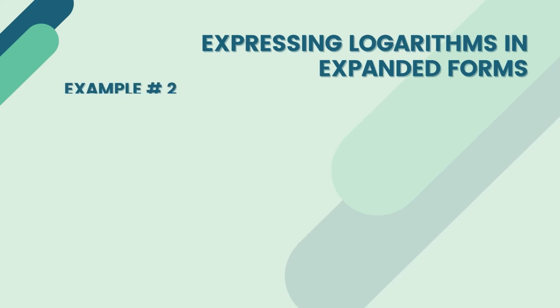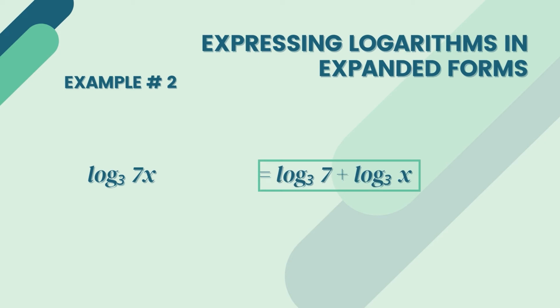For the second example, we have log base 3 of 7x. This is from the product property of logarithm. Take note, we're multiplying 7 and x. What we can do with the product of two terms is to rewrite them as two separate logarithms with that same base by adding the two logarithms, so that we can get log base 3 of 7 plus log base 3 of x.